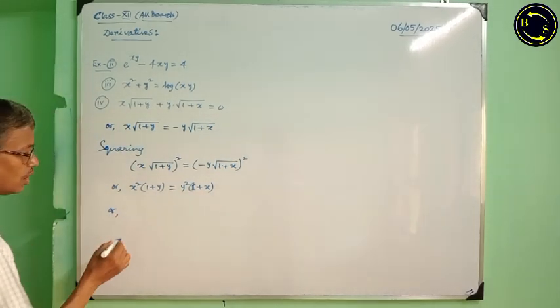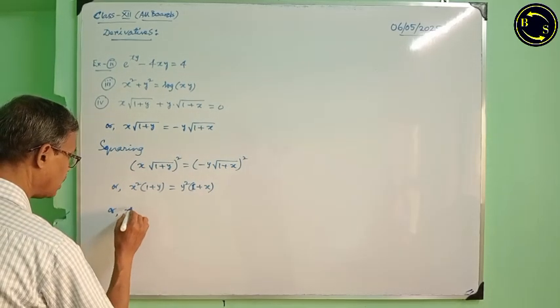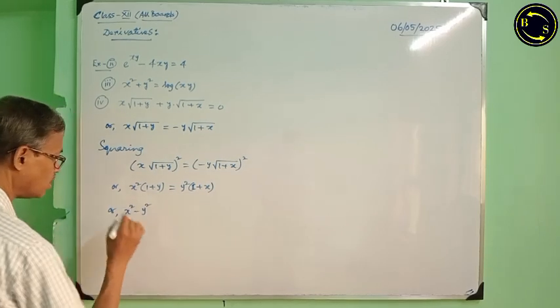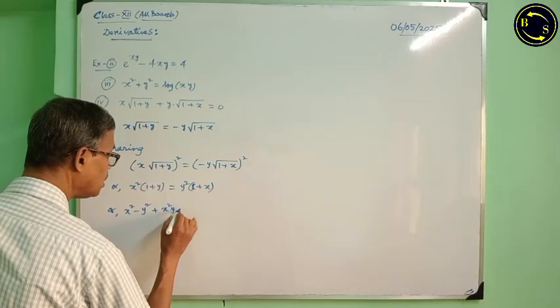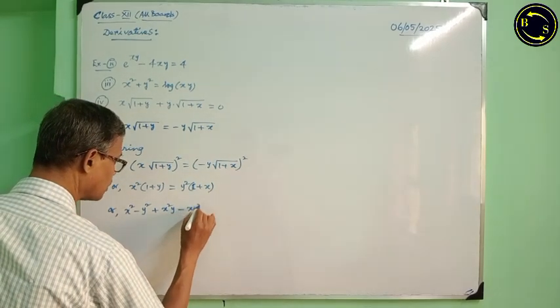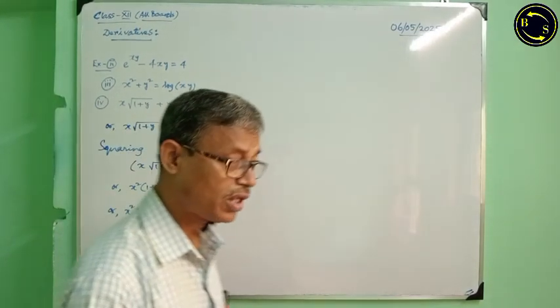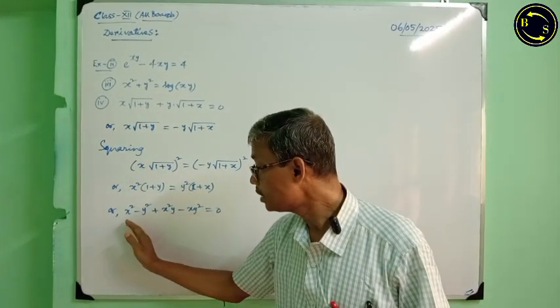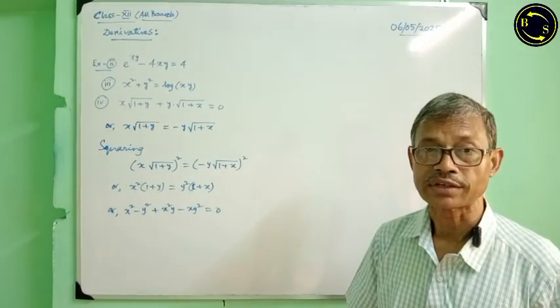Or x square, I take y square on the left side, plus x square y minus xy square. All terms are taken on the left side. Actually, you have to keep in mind that if we arrange like this, then the left expression can be resolved into factors.